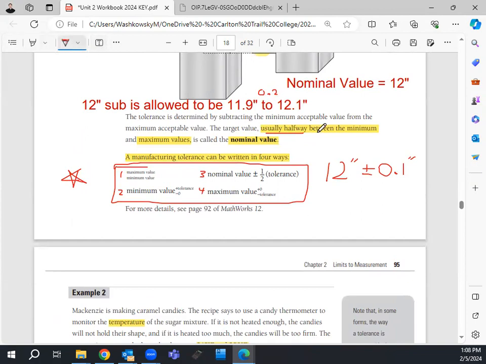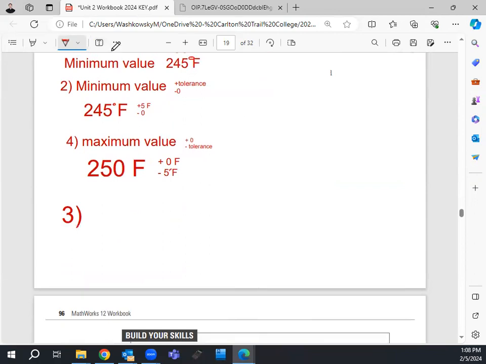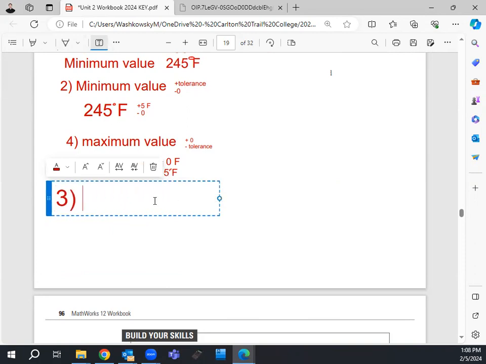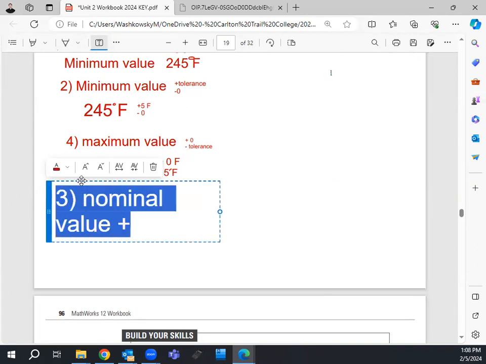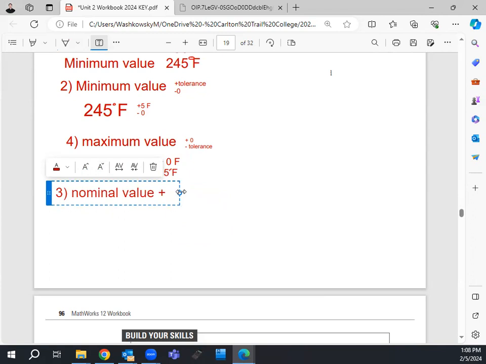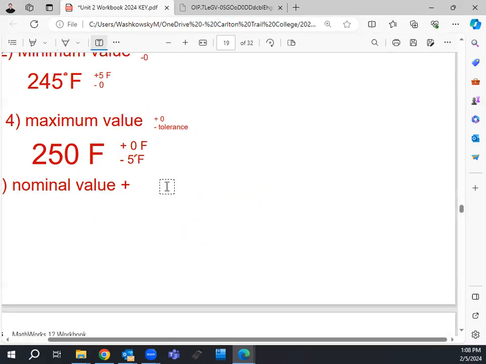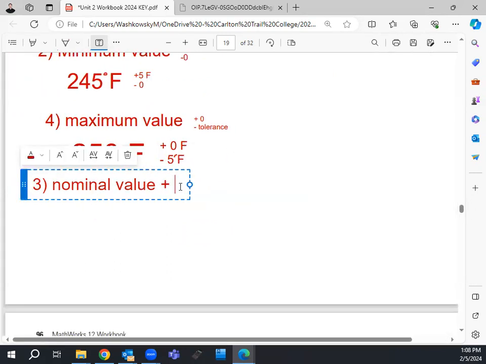Well, the nominal value is usually halfway between the minimum and the maximum values. So it's nominal value plus or minus, here, I'll make this a little bit smaller so it fits, so it's nominal value plus or minus 1/2 of the tolerance.